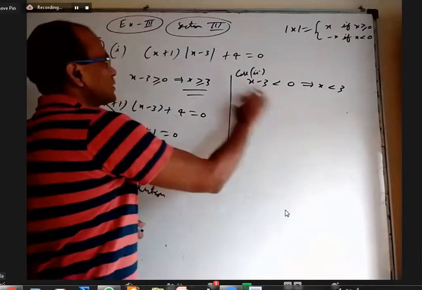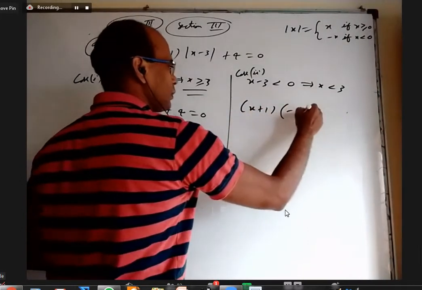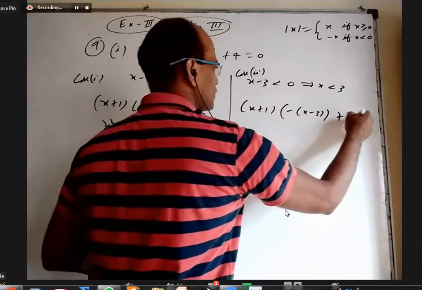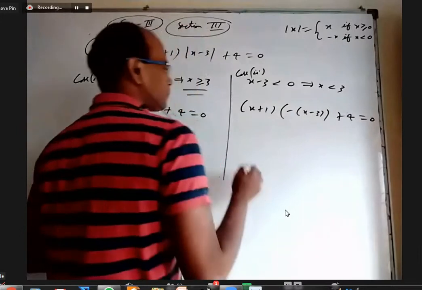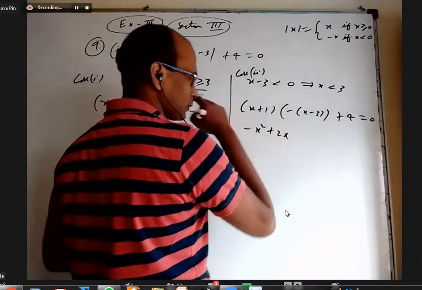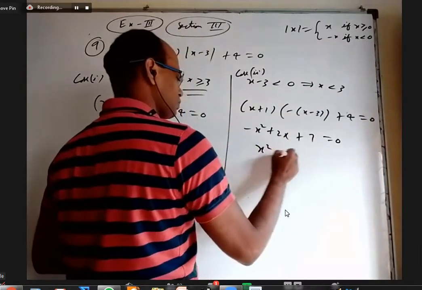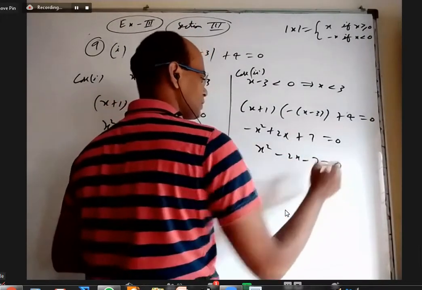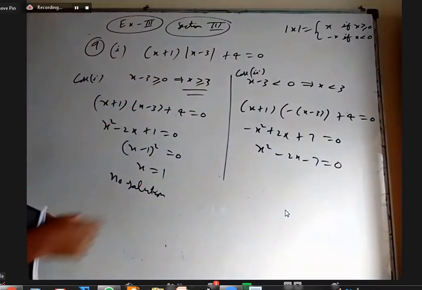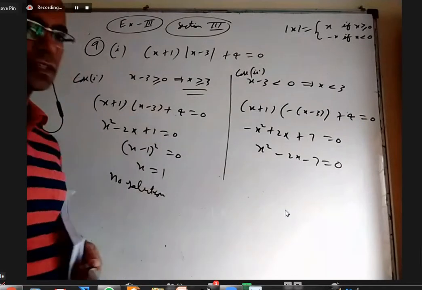When x minus 3 is negative, this is minus of x minus 3. So it will become x plus 1 into minus of x minus 3 plus 4 equal to 0. That is minus x square plus 2x plus 7 equal to 0, so x square minus 2x minus 7 equal to 0. To solve this, find the roots and then see which is less than 3 and which is more than 3.